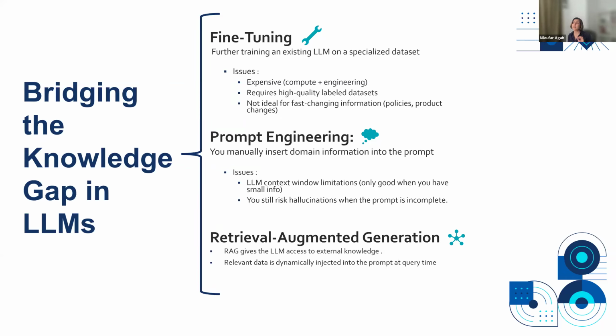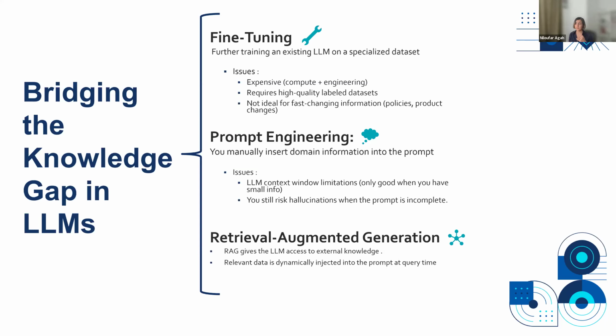And also it is not ideal for fast-changing information. So for areas where information and everything change fast, you don't want to do this fine-tuning over and over. It becomes very impractical and expensive. So it's not going to be the first choice at the beginning. We come to the second approach that we have, and it is prompt engineering. It means that we're going to manually insert some of that domain information into the prompt.